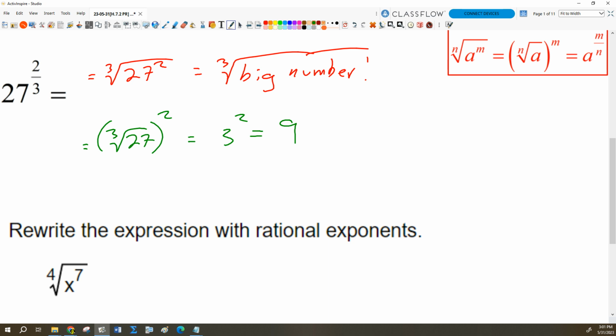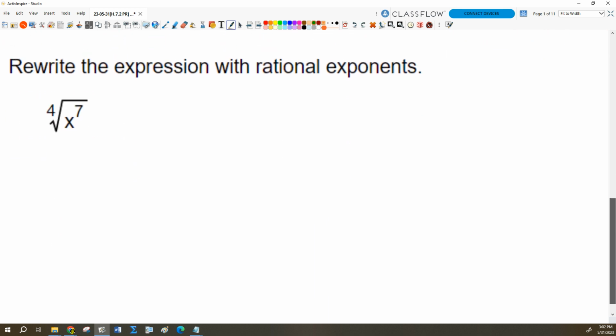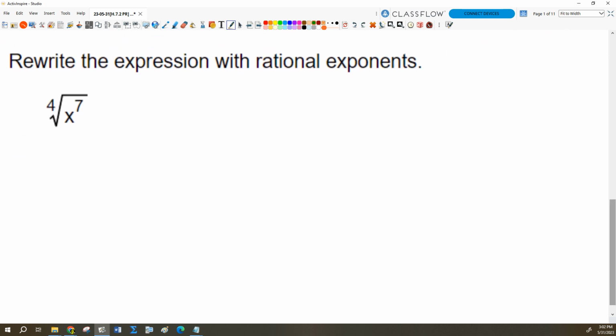Why is that always better to do if I've got a number to a fractional power? It's always better to do the root part first, the denominator part first, because then the middle step involves small numbers instead of really big numbers. So you always want to take the root first, and then whatever that root is, take that smaller number to the power of the numerator, much, much easier, okay? How would we rewrite this bottom expression using a fractional exponent? X to what power?